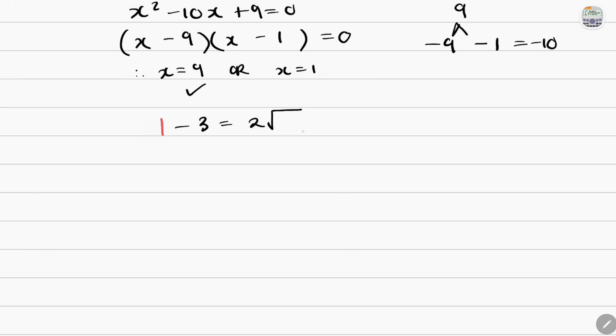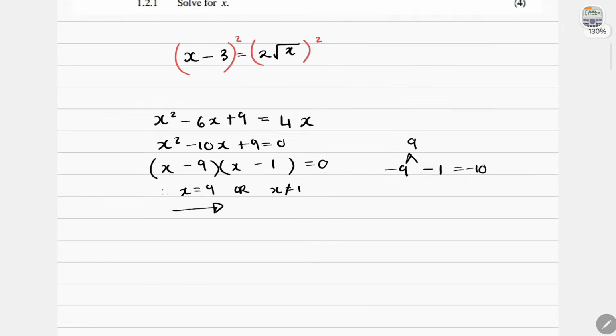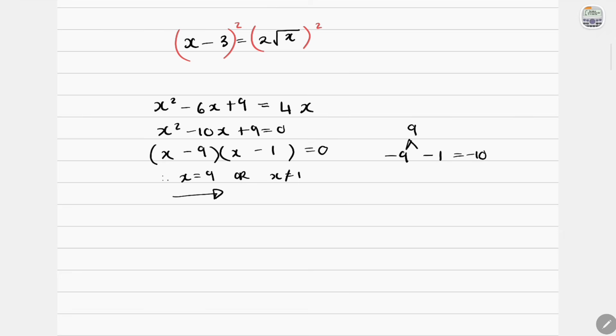So if you say 1 minus 3, you can already see how this is not going to work out. 1 minus 3 is negative 2. And then the square root of 1 is 1, and 2 times 1 is 2. Okay? Negative 2 and 2 are not the same number. So here we can see that x is not equal to 1. And there we go, x is equal to 9. And that is our answer. Moving on to the next question.